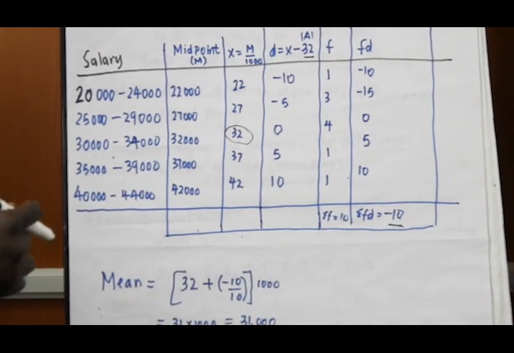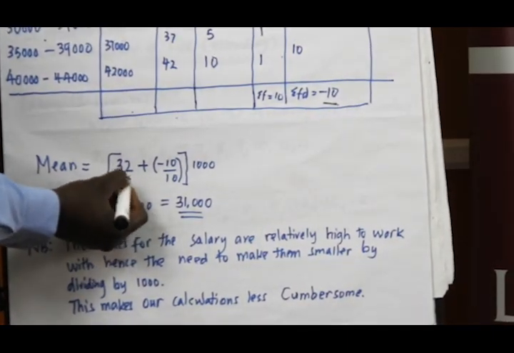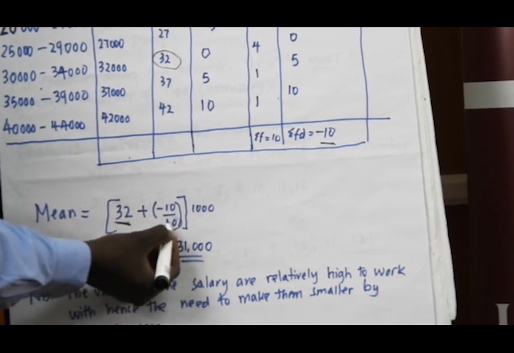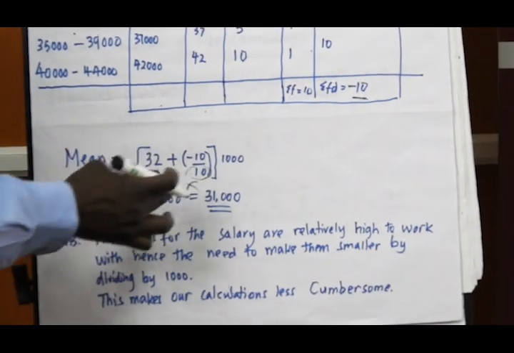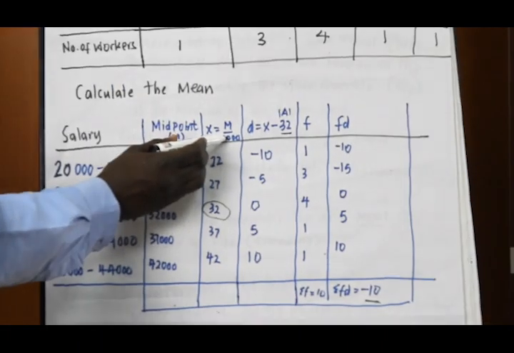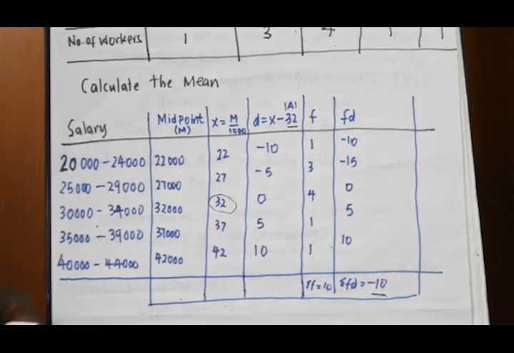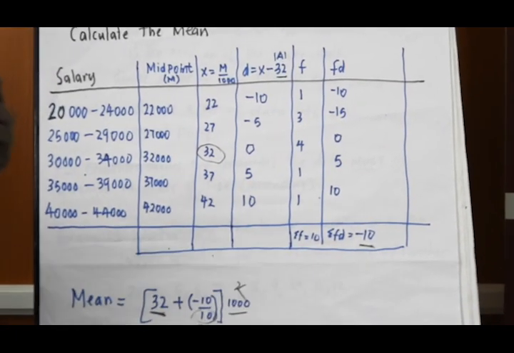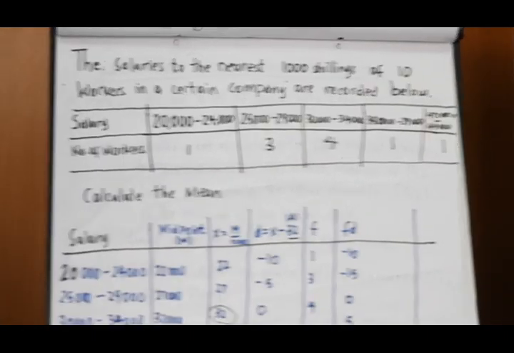Now, to get the mean, we'll do the same normal way: assumed mean, plus this column, negative 10, over the frequency. This is our frequency, the number of workers. Then after that, big bracket, we are going to multiply by the constant, the 1,000 that we divided by. That has made us avoid the big numbers, the zeros, to make our work easier. In this way, we are able to calculate mean populations of countries and any big numbers that require us to use an assumed mean.